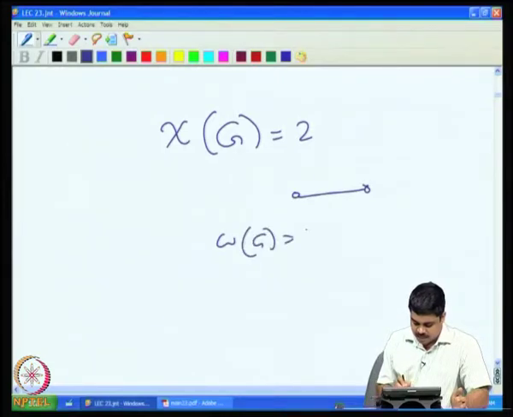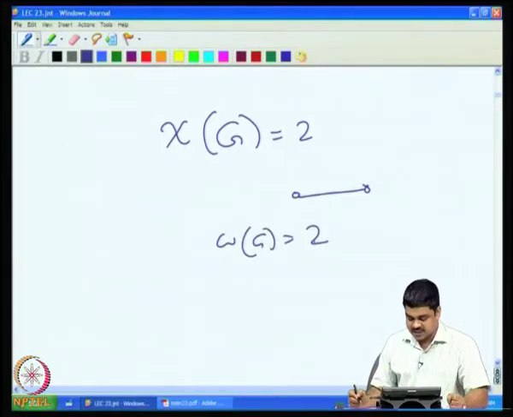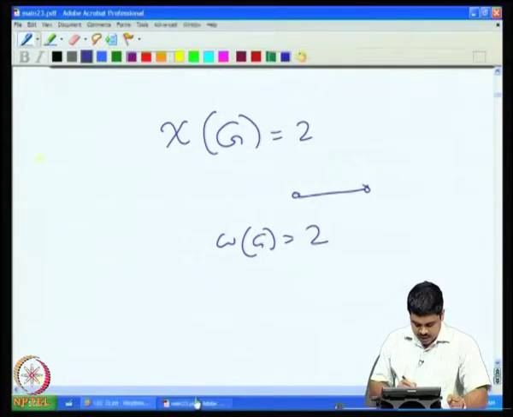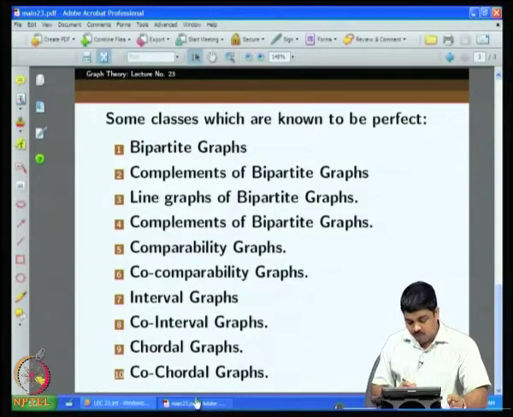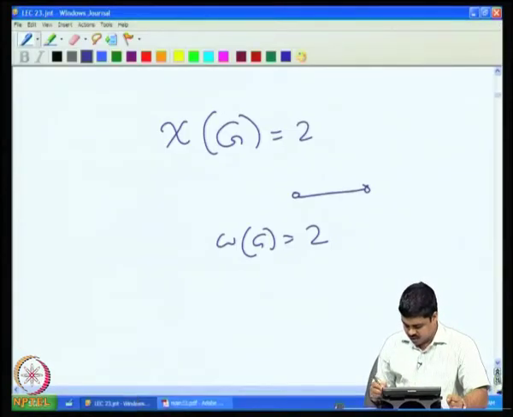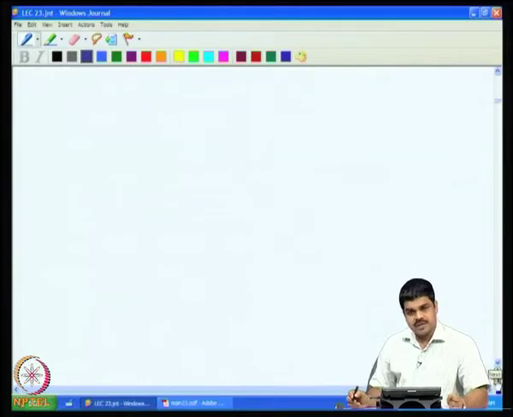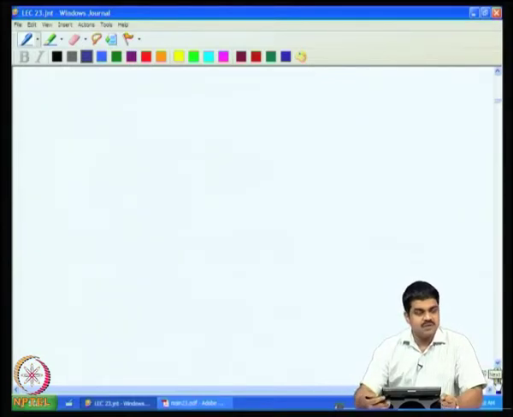So, it is trivial, right, for bipartite graphs, the trivial examples of perfect graphs. So, though it looks like it is cooked up, the entire class of bipartite graphs happen to be perfect graphs. So, it is not so bad, right, it can capture a lot of graphs. Now, let us look at the complements of bipartite graphs, that is a little more non-trivial. So, complements of bipartite graphs, that means a graph whose complement is a bipartite graph.